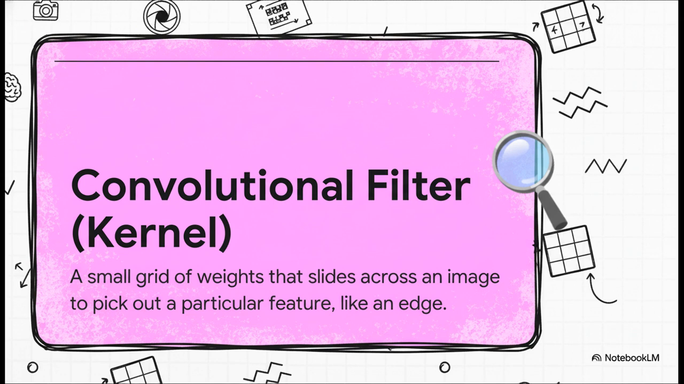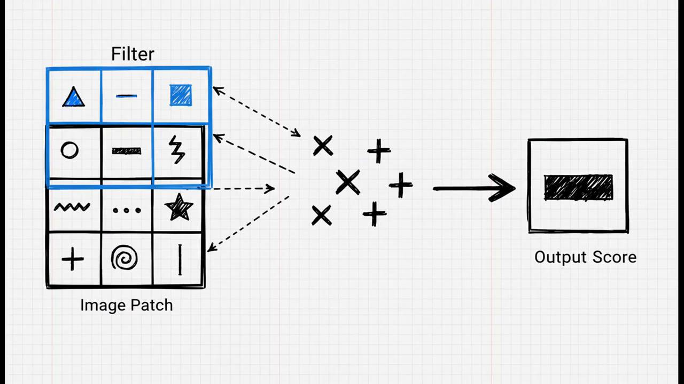Maybe one filter is an expert at finding vertical lines. Another one is a pro at spotting the color blue. By themselves, they're pretty simple, but when you put them all together, you get a whole investigation team. And the way it finds these clues is just with some super simple math. As this little filter slides over a patch of the image, it does a quick calculation. It multiplies its own numbers by the pixel values it's looking at, and then it just adds it all up. That's it. This gives us a single number, a score.